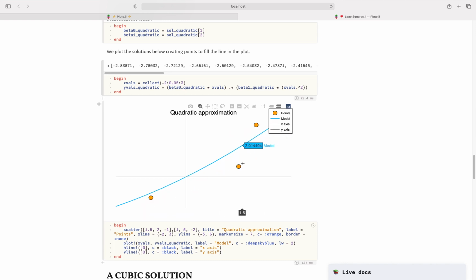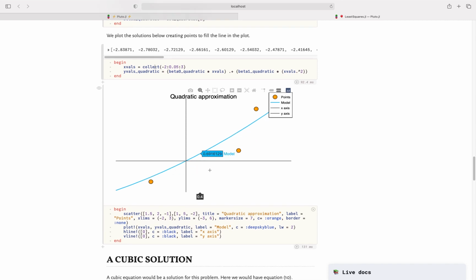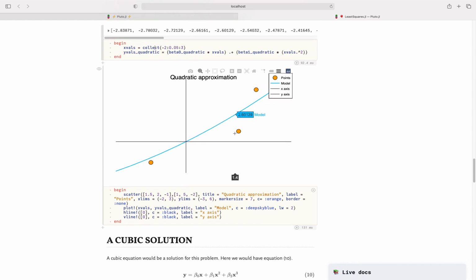So there you can see my 3 original points, and this is going to be a quadratic approximation. This is going to be the best fit to these 3 points. It's not going to go through the 3 points, because those 3 points, remember, as a vector, the y values at least, as a vector is not in the column space of A. So if we have these 3, and remember we didn't add a y-intercept, so it is going to go through the origin. Now with these 3 points, if I have a cubic equation, that's going to be a solution to this problem. It will go through all 3 points.